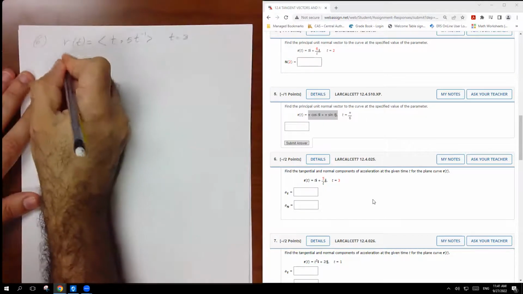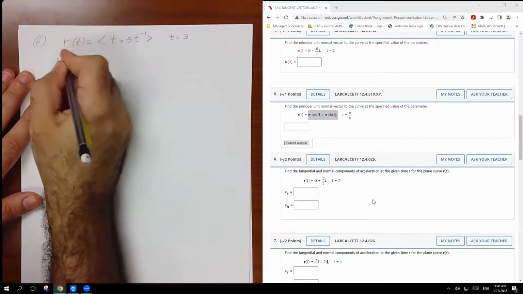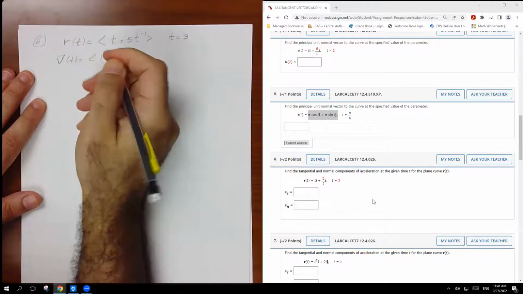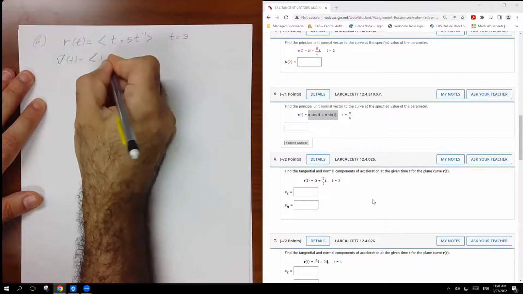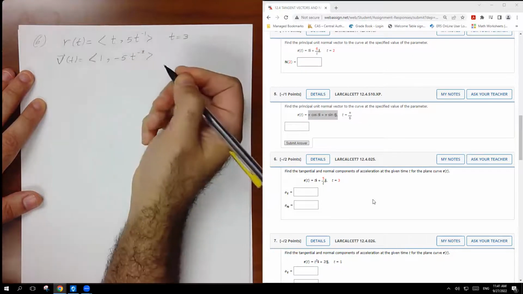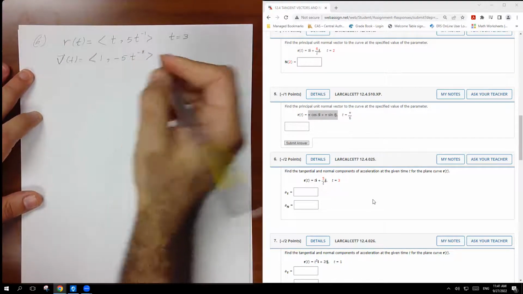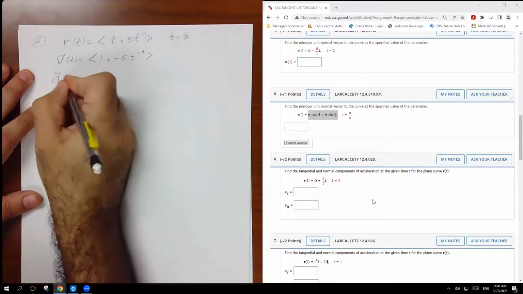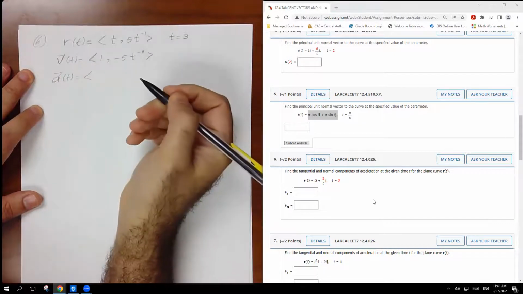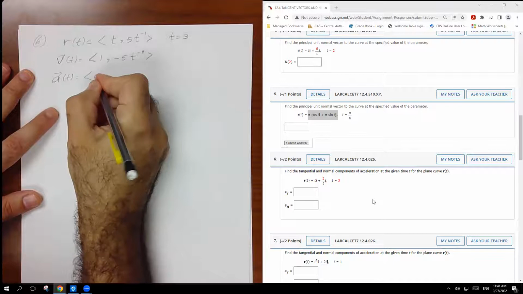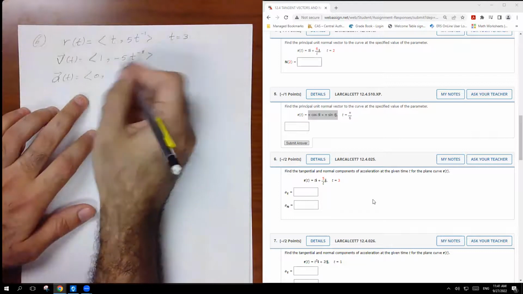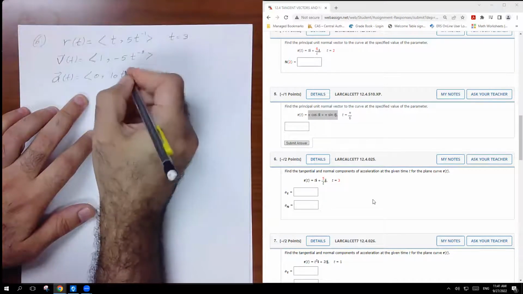So we already know the velocity for this one with respect to the t is going to be equal the derivative for r of t, which is 1, and negative 5 t to the negative 2. This is the velocity. Now, the acceleration with respect to the t is going to be the double prime for the vector valued function. So it's going to be 0, and here is going to be 10 t to the negative 3.